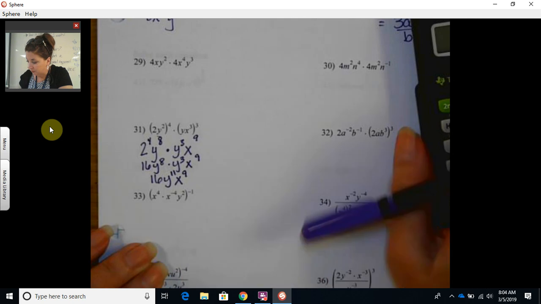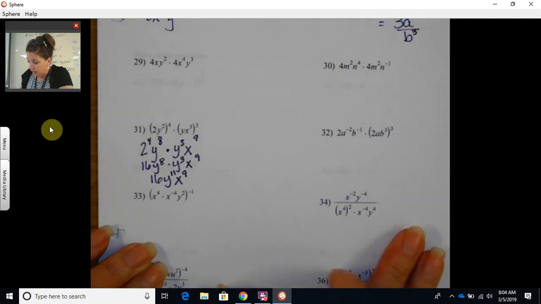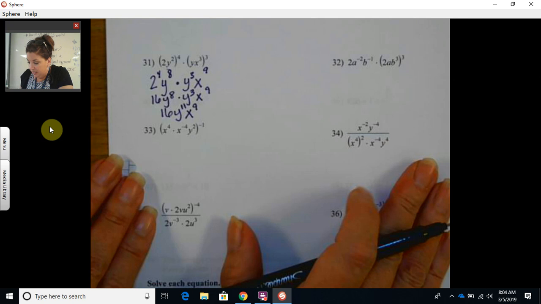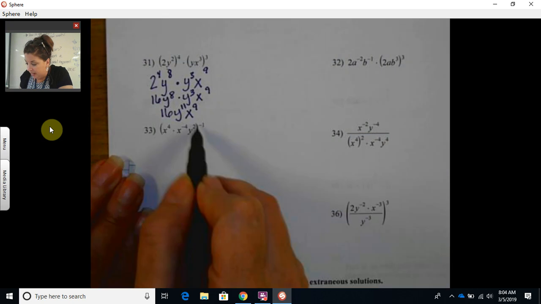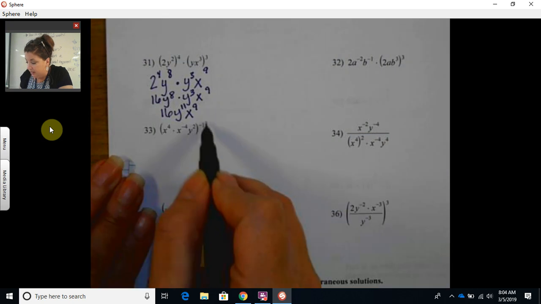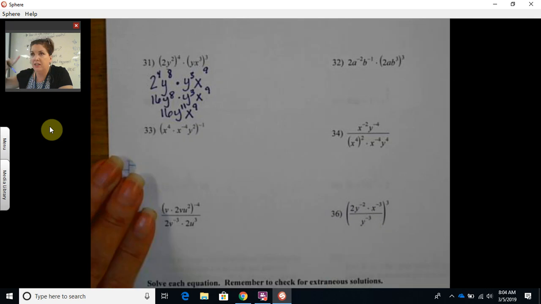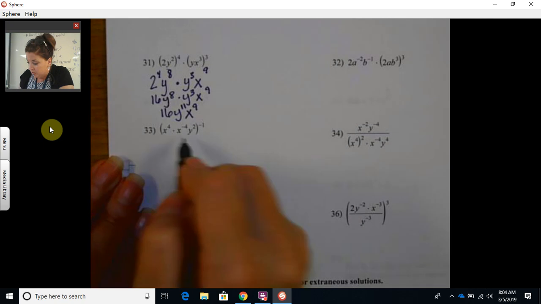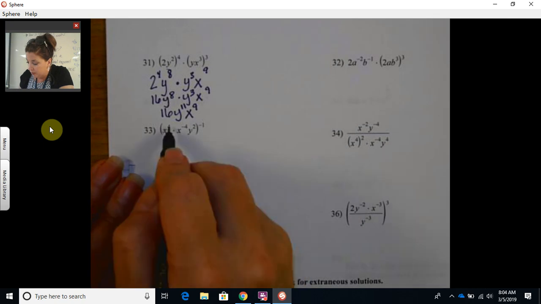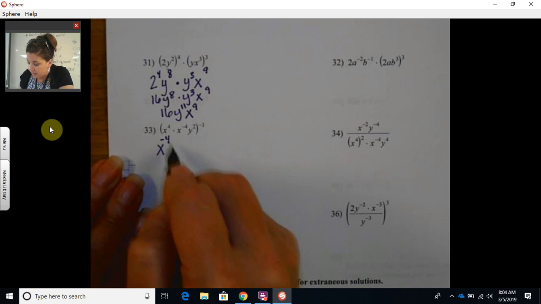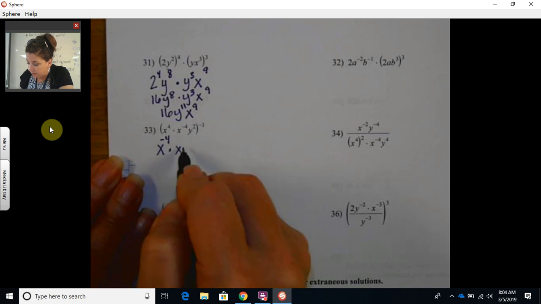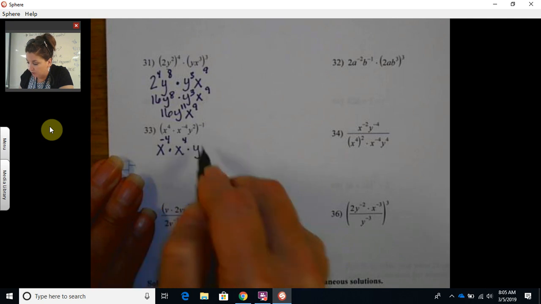Okay? Look at 33. Before dealing with the negative exponents, I would get rid of this exponent on the outside. I'd multiply everything to a power, and then deal with it from there. There's another way you can do it, but that's what I would do. So x to the 4th raised to the negative 1 would be x to the negative 4 times x to the positive 4th times y to the negative 2.